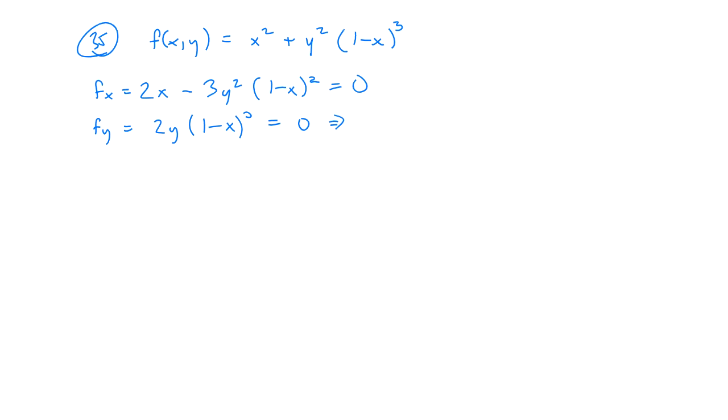So either y equals 0 or x equals 1. So this time put those into the first equation. So y equals 0, sorry. Y equals 0 gives us a really simple equation. Do x to 0. We get the critical point 0, 0.